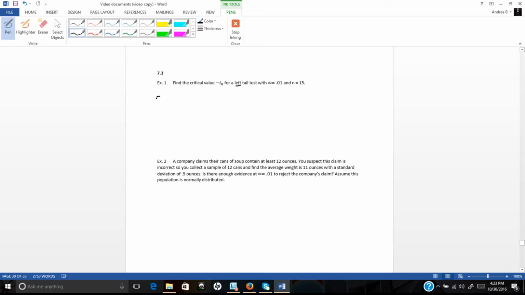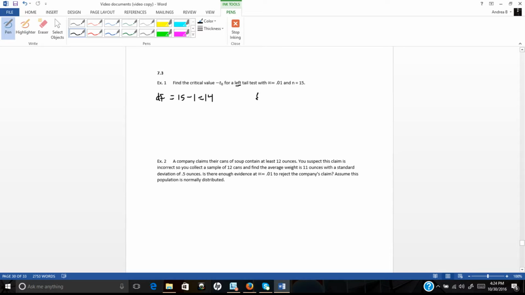And then remember for the DF, that stands for degrees of freedom. Degrees of freedom is always n minus 1. So in this case, it'd be 15 minus 1, so your degrees of freedom here is 14. So you go to the one tail row at the top, go over to the 0.01 column, and then go down to your degrees of freedom of 14. Where those intersect gives you your critical value.